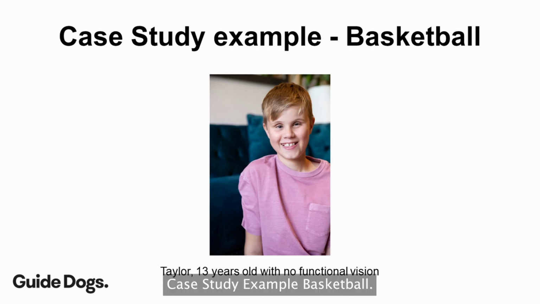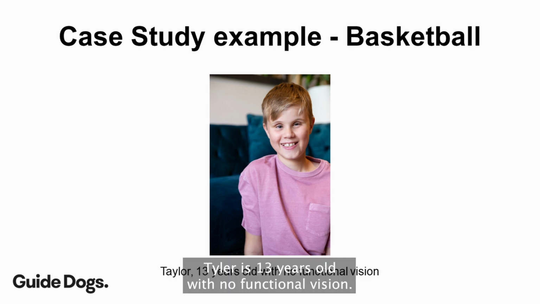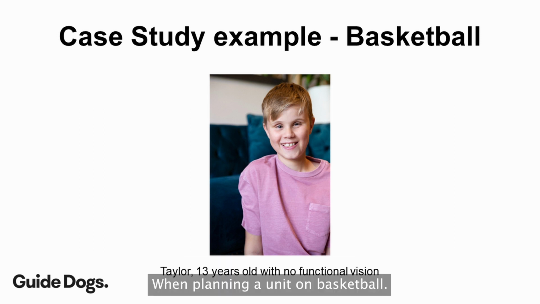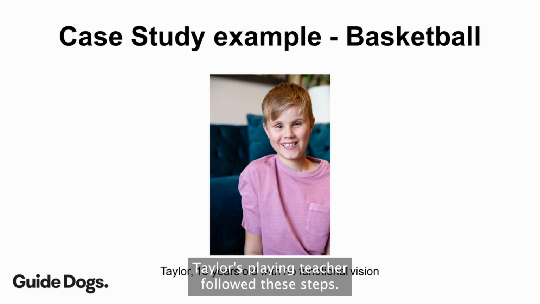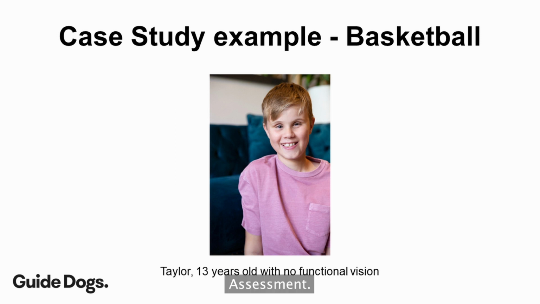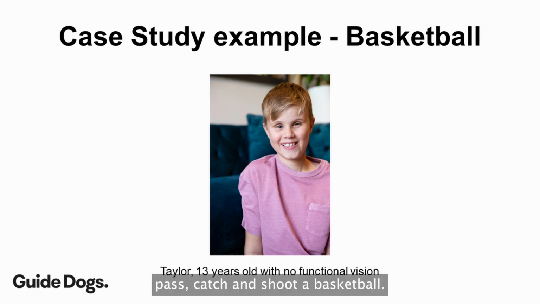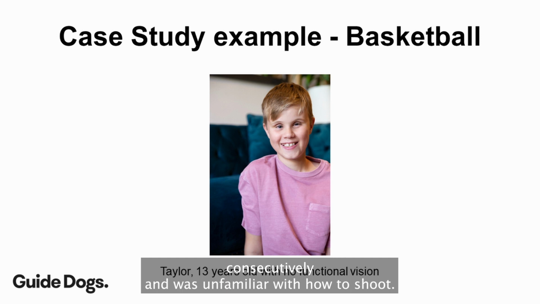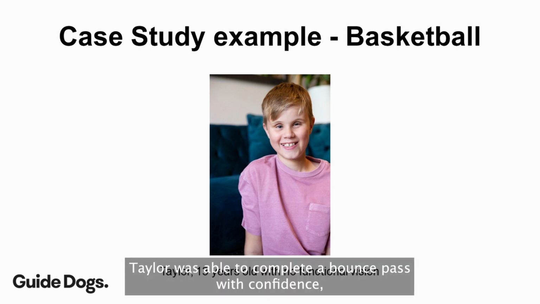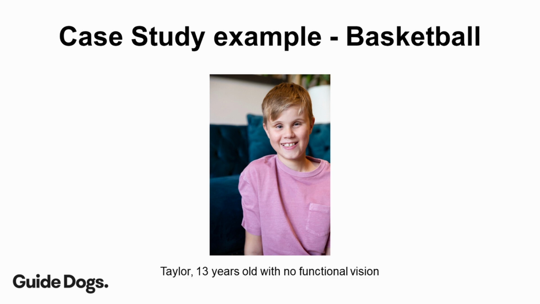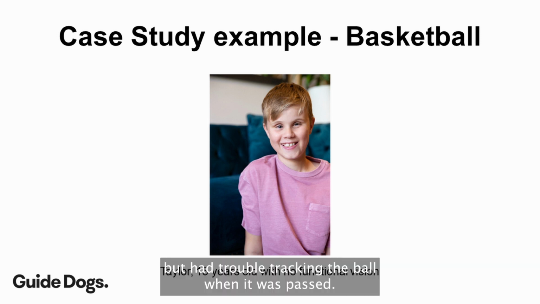Case study example: basketball. Taylor is 13 years old with no functional vision. When planning a unit on basketball, Taylor's PE teacher followed these steps. Assessment. The PE teacher asked Taylor to demonstrate the way to dribble, pass, catch and shoot a basketball. Taylor had difficulty bouncing the ball consecutively and was unfamiliar with how to shoot. Taylor was able to complete a bounce pass with confidence, but had trouble tracking the ball when it was passed.